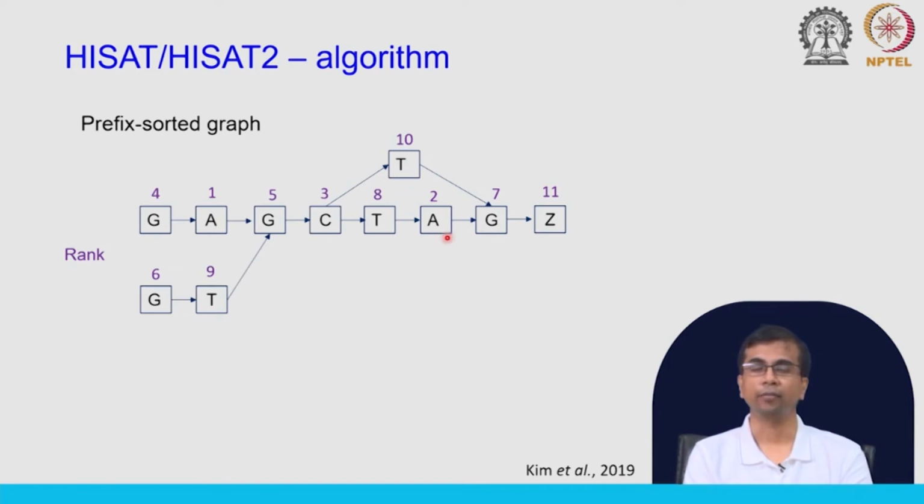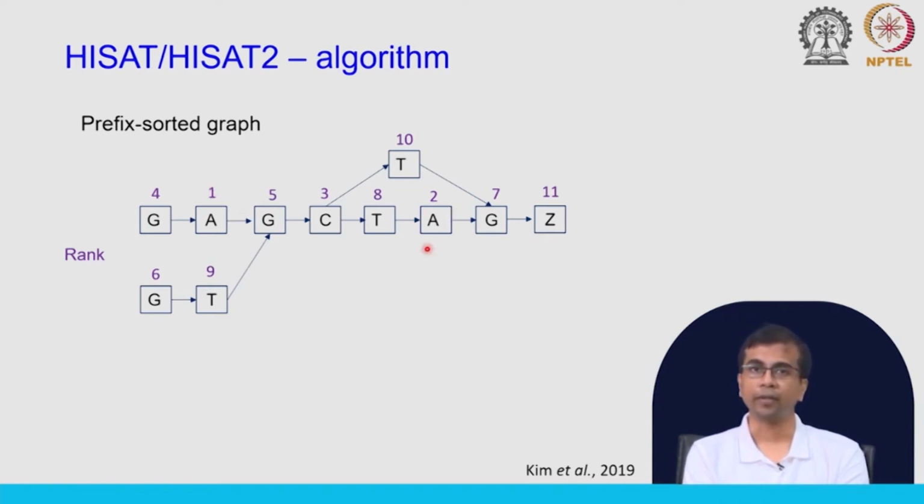So, you have 2 A's, 1 and 2, and among these it is easy to decide which one. You have AGC and here you have AGZ. Now notice this Z was not part of the sequence, this has been added to the graph to denote the end of the sequence, and this is lexicographically the highest value. So, this will come last. If you have AGC and AGZ, then this one is the first one. So, this will get rank 1 and this will get rank 2.